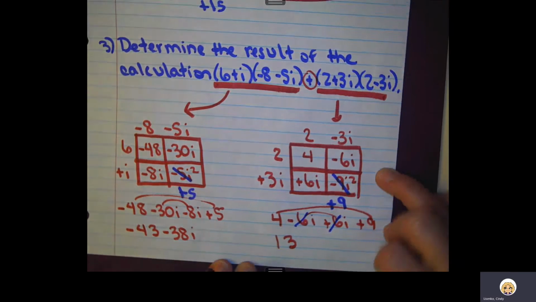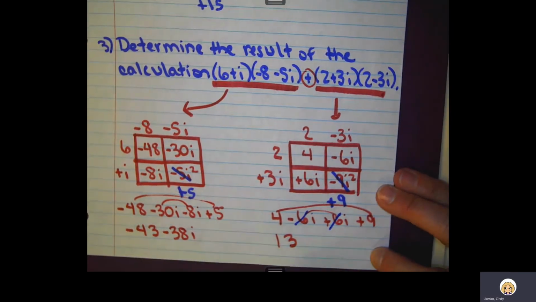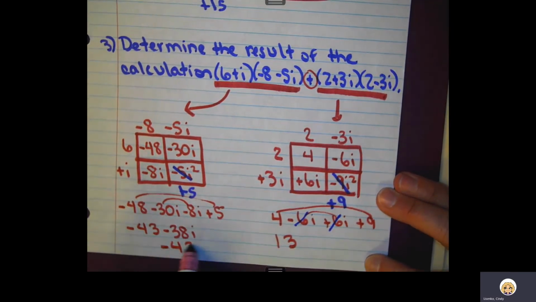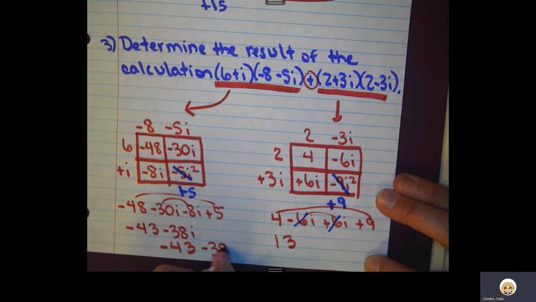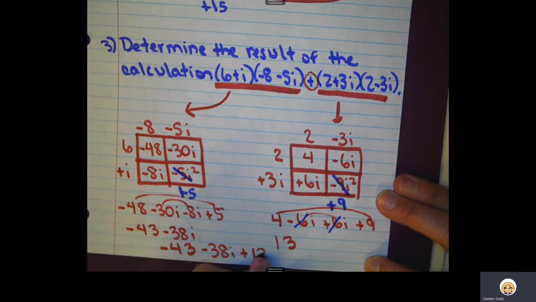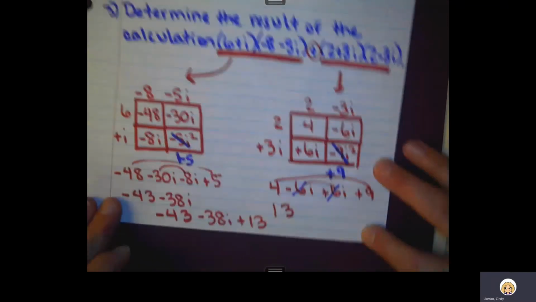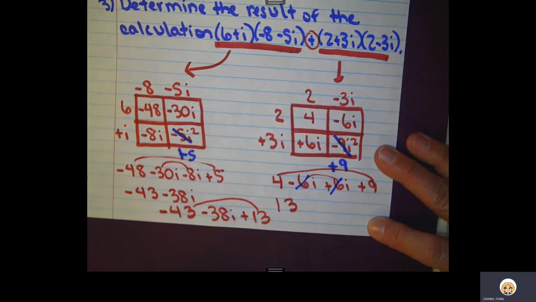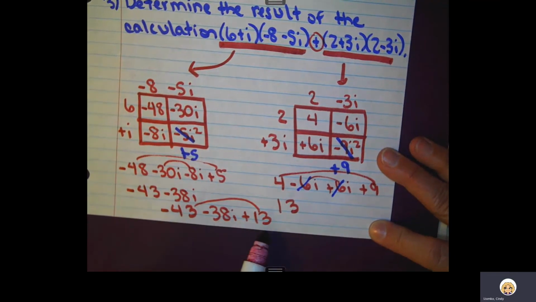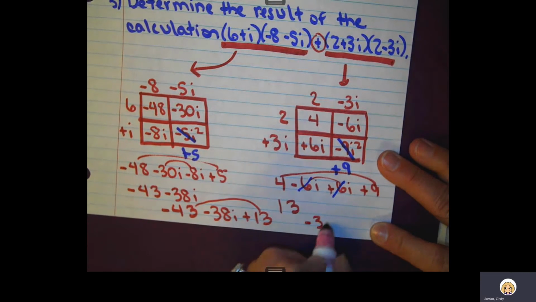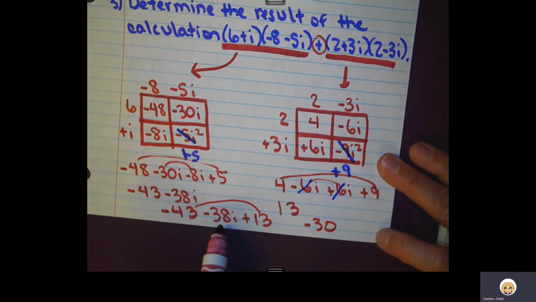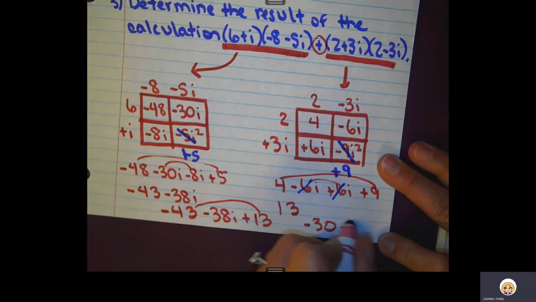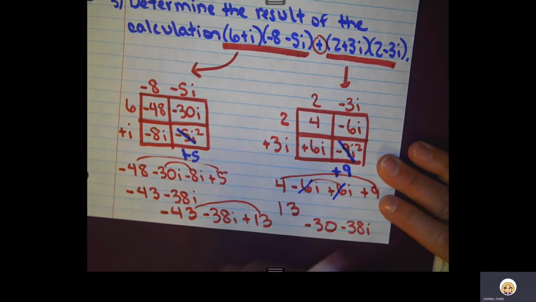Now I'm ready for my answer. I'm going to combine all of these terms together. So we have -43 minus 38i plus 13. Remember that I have to write it in a plus bi form, so that means my real terms without the i go first. So -43 plus 13, that becomes -30. And I have nothing to combine the -38i with, so just -38i goes at the end.